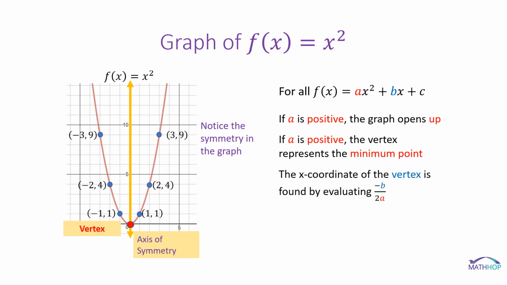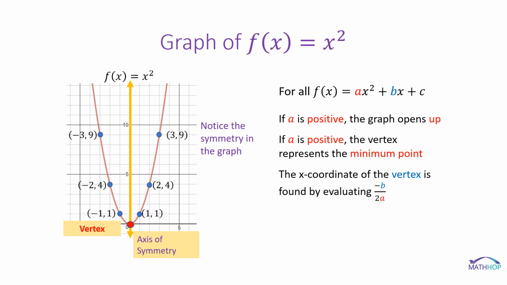The x-coordinate of the vertex is found by evaluating negative b over 2a, or negative b divided by 2a. So you would take the opposite of the b value, that's what negative b means, divided by 2 times the leading coefficient, or a. And we are going to see that shortly.